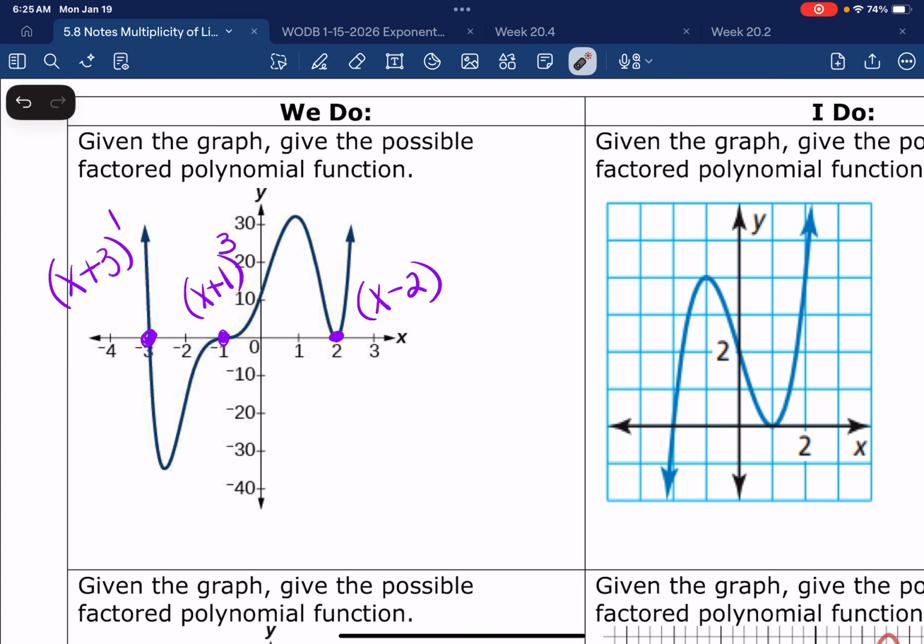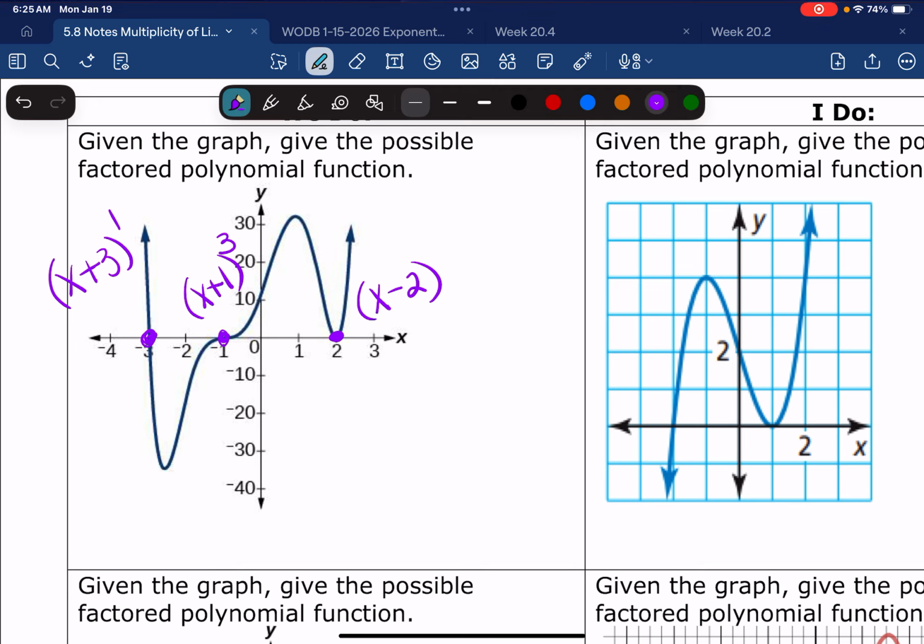And then again, our last zero right here, you can see it only bounces off the x-axis. It only touches the x-axis. It doesn't cut through it. That means its multiplicity needs to be even. And it's not a very flat curve right here, it's not very wide, so it's probably only going to be to the second power. All right, so if we want to write this polynomial function, we could say f of x equals x plus 3 times x plus 1 to the third power times x minus 2 squared.